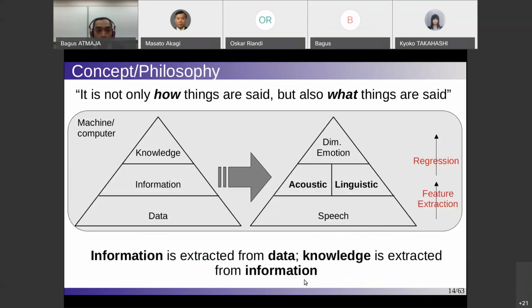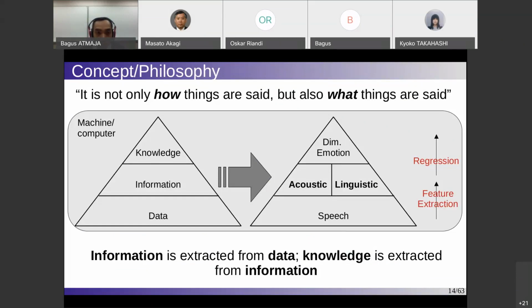And moving to the concept or philosophy I used to solve this research. The belief in this research is different from the previous research in speech emotion recognition. In previous research, the belief is that emotion is related to how we say it. But in this research, the belief is that it is not only how we say it, but also what we said that is related to emotion. How is related to acoustic, and what is related to semantic or linguistic.